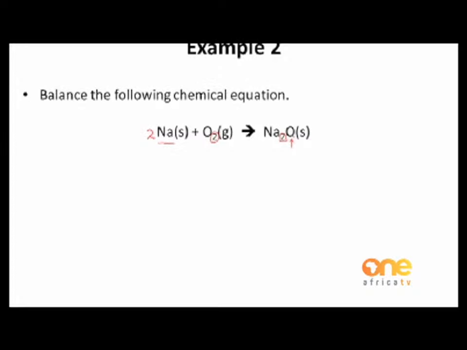We're not allowed to put a 2 there. Remember, we cannot change the formula of the compound. We have to change the coefficient, so we put a 2 in front. But now we can see that here we have 2 sodium atoms, but now we have a 2 in front of the compound. So we have to say 2 times 2 is 4. So we have 4 sodium atoms in the product. So we have to change this to a 4 so that we also have 4 sodium atoms in the reactants.